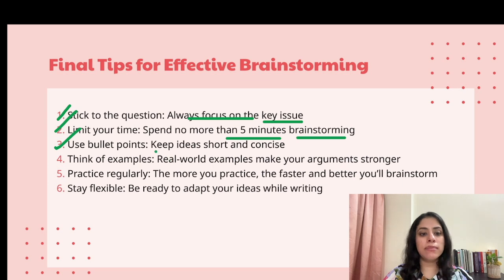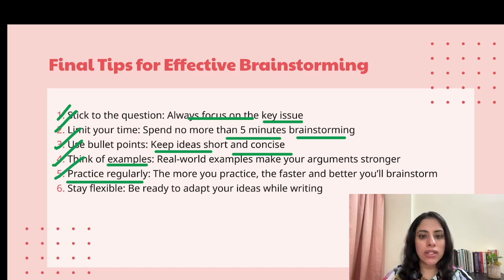Use bullet points and keep your ideas short and precise. Just write keywords, you don't have to write complete sentences. Write 2 to 3 words for each point. Then think of examples, just as I thought of examples during my organization, because you should add at least one example in all of your body paragraphs. So it's better to think about your example while you're brainstorming rather than when you're writing the body paragraph.